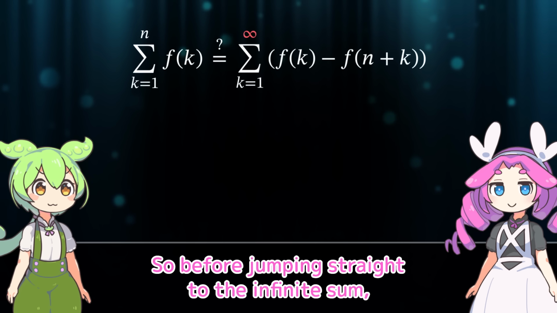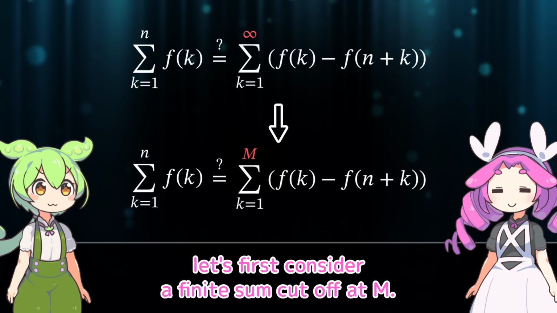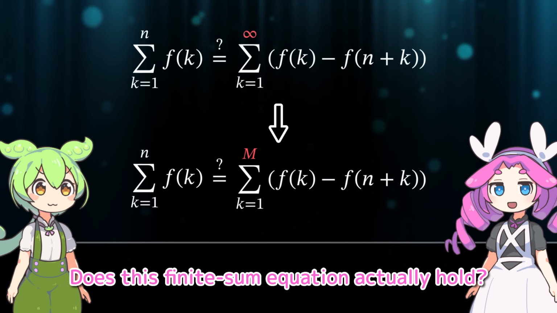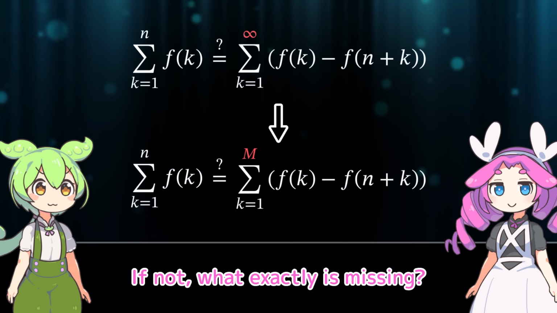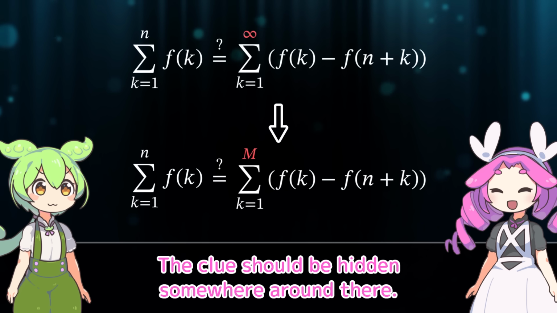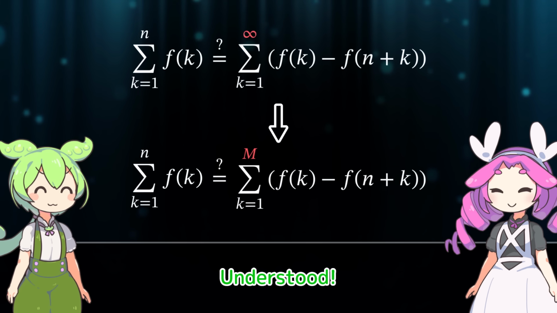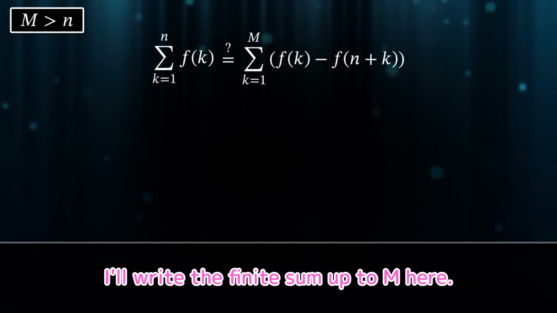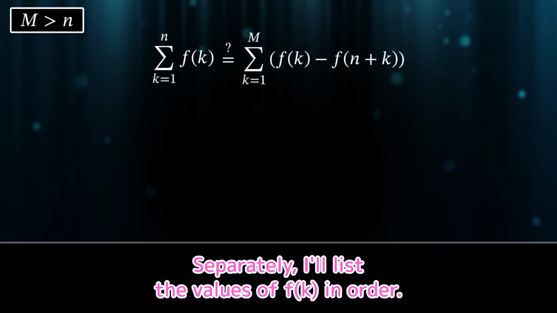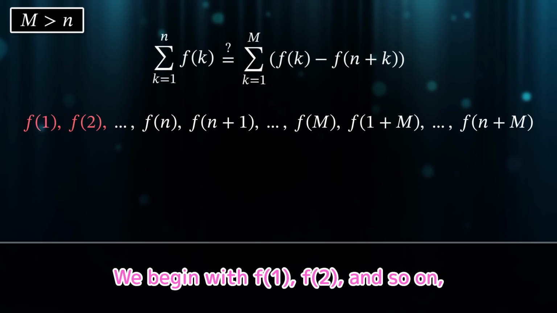So before jumping straight to the infinite sum, let's first consider a finite sum cut off at m. Does this finite sum equation actually hold? If not, what exactly is missing? The clue should be hidden somewhere around there. Understood. I'll write the finite sum up to n here. Separately, I'll list the values of f of k in order. We begin with f of 1, f of 2, and so on.